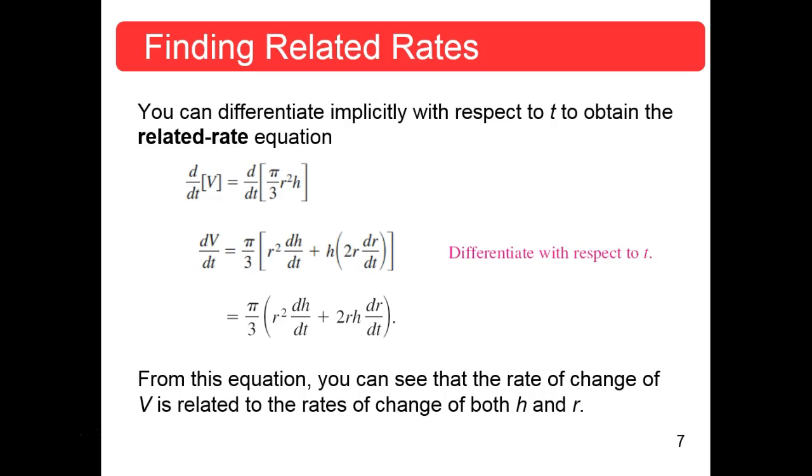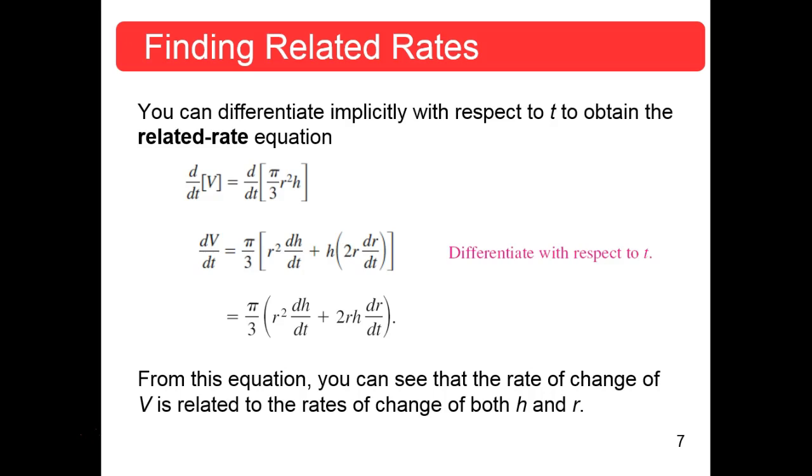d/dt of V, taking the derivative with respect to time here, is d/dt of that equation, pi thirds r squared h, 1/3 pi r squared h. Well, this pi over 3 comes out, okay? Now, here's what you have left. You have a product rule here. d/dt of r, and r is a function of time. As the water is flowing out, the radius is getting smaller and the height is getting smaller. How is it getting smaller?